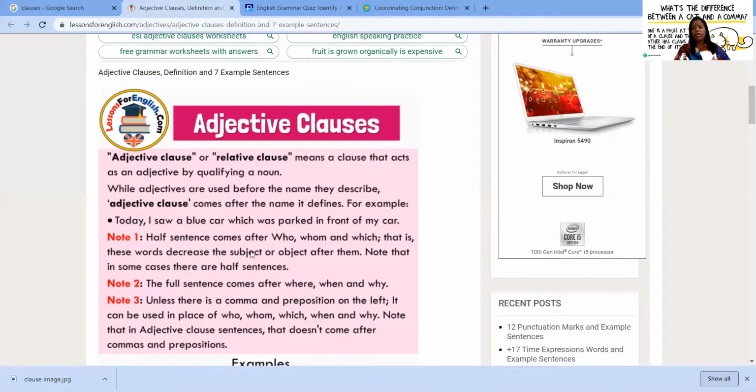Now, a half sentence comes after who, whom, and which. That is, these words replace the subject or object after them. Now, let us take the second case. The full sentence comes after where, when, and why. And unless there is a comma or preposition on the left, that can be used in place of who, whom, which, when, and why. Now note that in adjective clause sentences, that doesn't come after commas and prepositions.